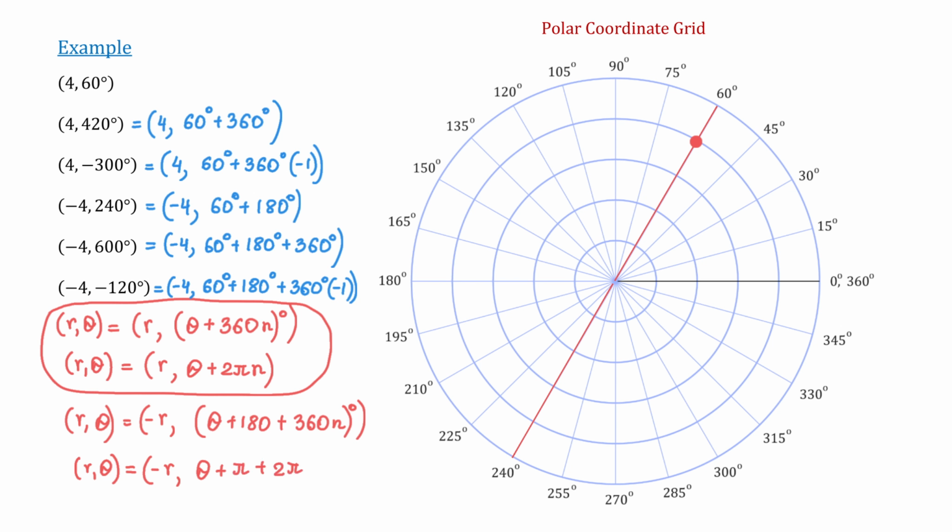Now in radians, this formula is r, theta equals negative r, and then theta plus pi plus 2 pi times n. So pi radians is the same as 180 degrees, and 2 pi radians is the same as 360 degrees. So using these formulas, we can get infinitely many representations of the same point.